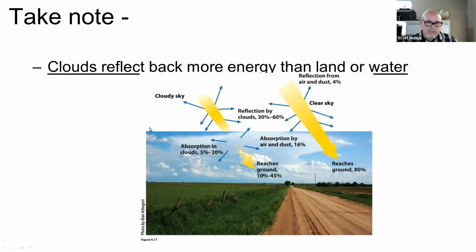Now, one thing I want to pause and note is that when it comes to reflection, the thing in the Earth system that reflects more energy than anything else is clouds in the atmosphere. More than land or water on the Earth, that reflection from clouds. Clouds are the primary reflector on the Earth's surface.